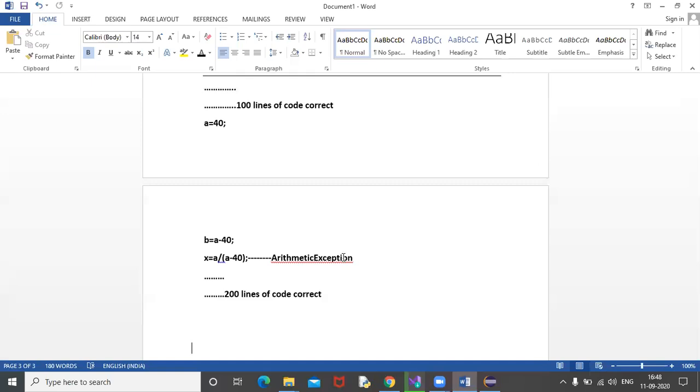Got that? Majority we cannot deal, they are all stubborn errors. But very few you can deal. One such you are encountering here, that is arithmetic exception.